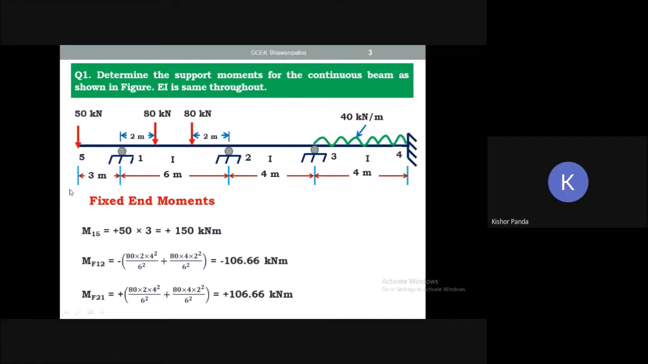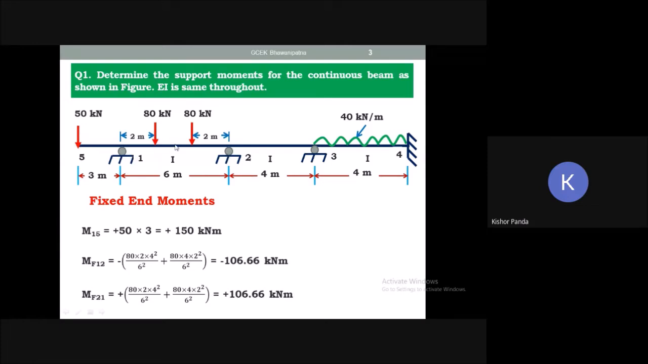So coming to this problem, this is a 3-span continuous beam. Determine the support moments for the continuous beam as shown in the figure. EI is the same throughout. Here you see this is 1, 2, 3, 4. These are the supports and this is 5. This portion is overhanging and this end is fixed.